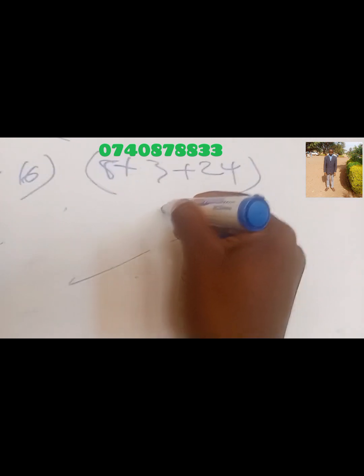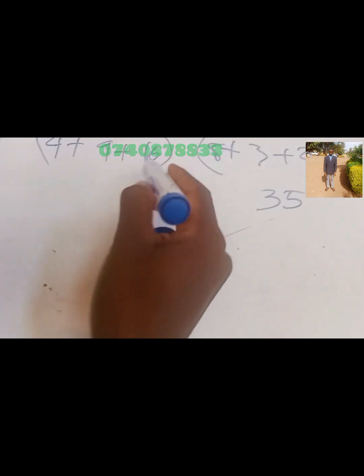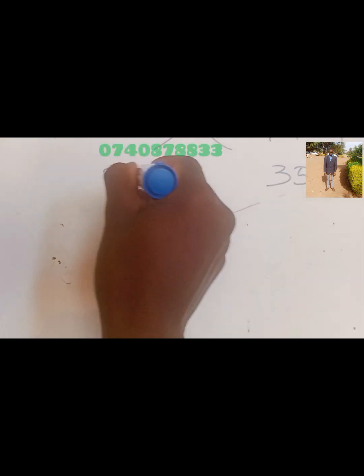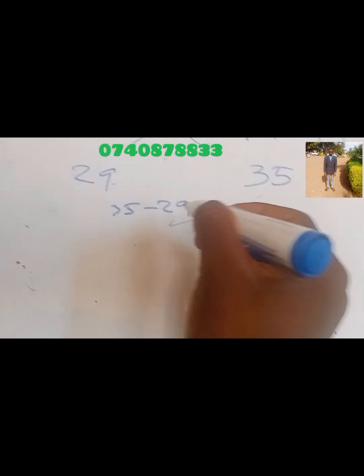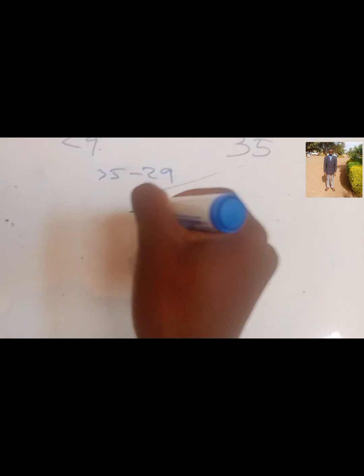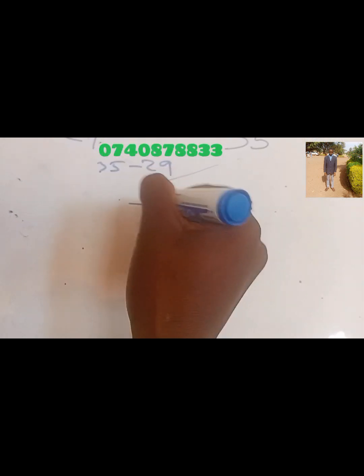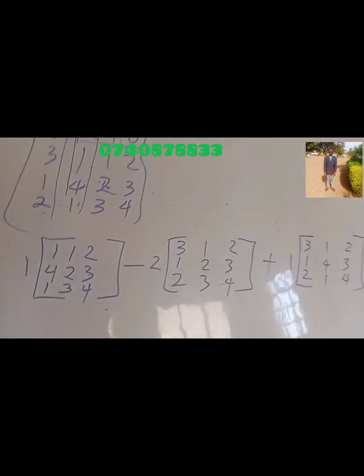So you take the leading diagonal, which is 35. This one is 35. You subtract it from 16 plus 9, 25, 29. So that 35 minus 29, which is giving you 6. Then you multiply by 1, you are still getting 6, plus the second part, which was this one.